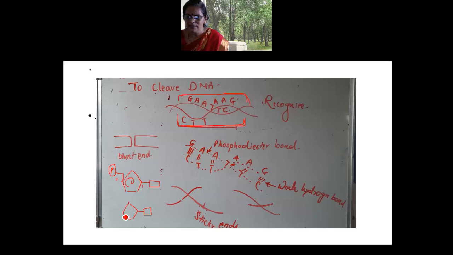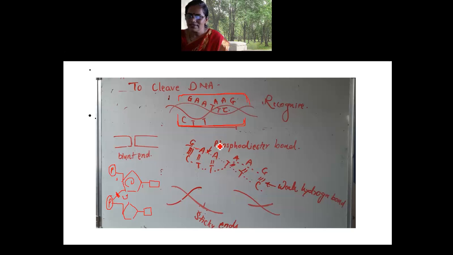This is another nucleotide, and here is another nucleotide. This phosphate group is attached to the third carbon atom of the pentose sugar, and here the phosphodiester bond is present. So, like this, the phosphodiester bonds are present between the nucleotides.